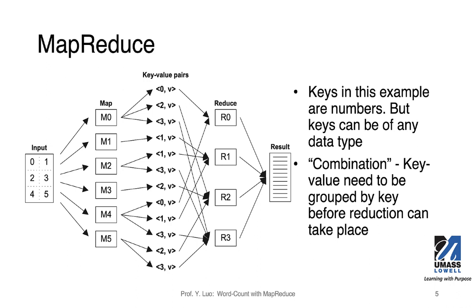As we show here, keys in this example are numbers, but in fact, in other applications, keys can be of any data type. And the key value pairs need to be grouped by keys before reduction can take place.